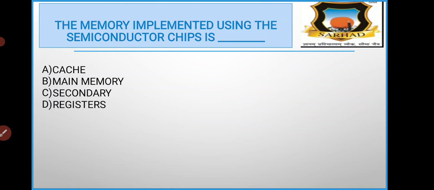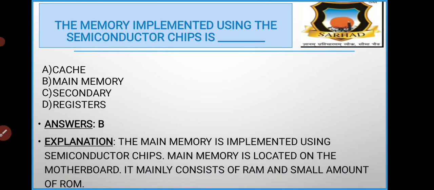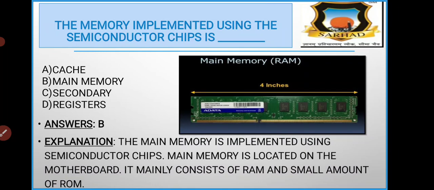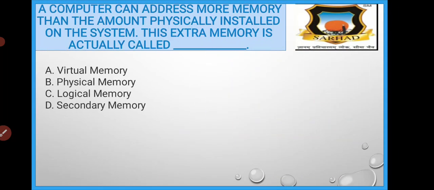Now question number 2. The memory implemented using the semiconductor chip is: option A, cache; option B, main memory; option C, secondary; and option D, registers. The correct answer is option B, main memory. The main memory is implemented using semiconductor chips and is located on the motherboard. It mainly consists of RAM and a small amount of ROM. That's why the memory implemented using semiconductor chips is called main memory. So option B is correct. This is the image for main memory as RAM.